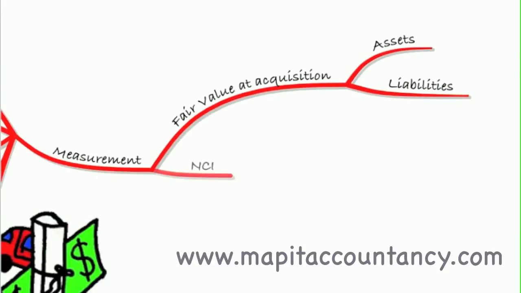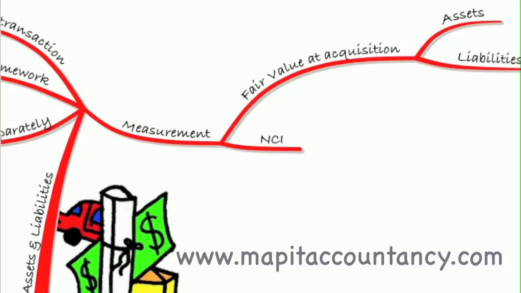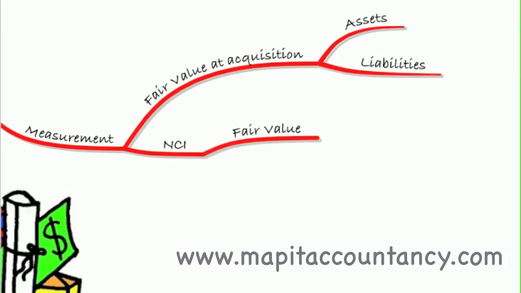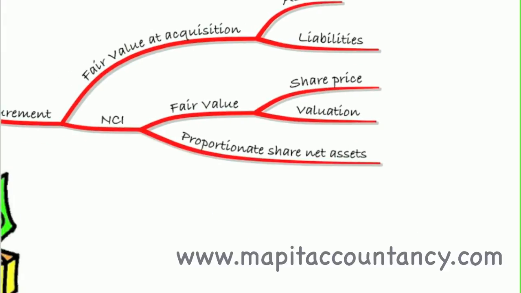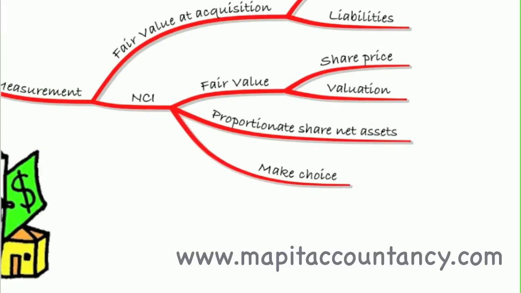When it comes to the non-controlling interest, we have a choice. We can use the fair value method, which is the share price or the valuation at the acquisition date, or we can use the proportionate share of net assets. And we have a choice to do that. That will also affect our value of goodwill.